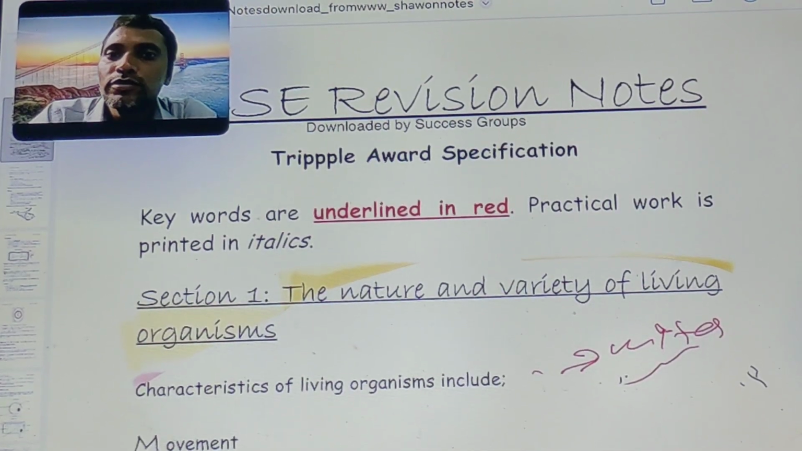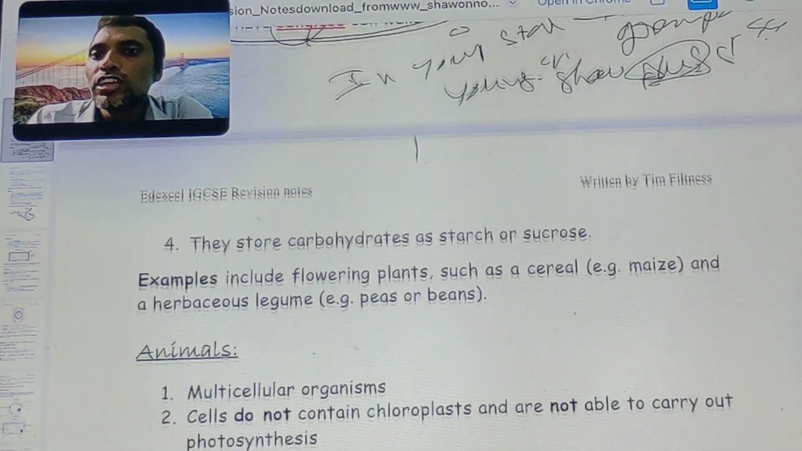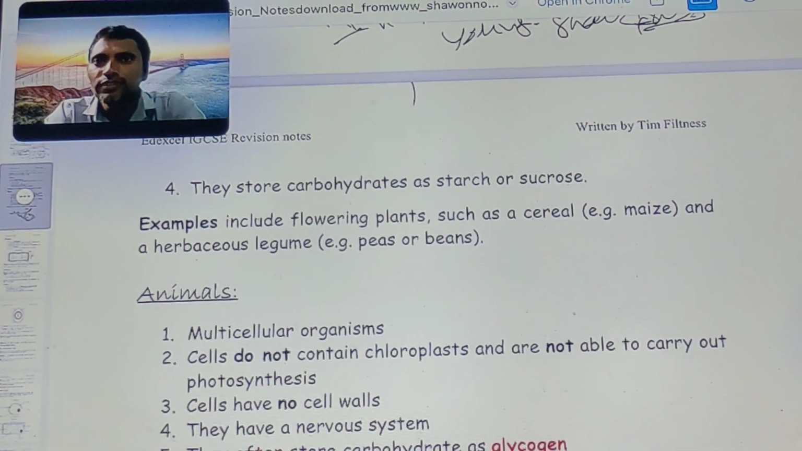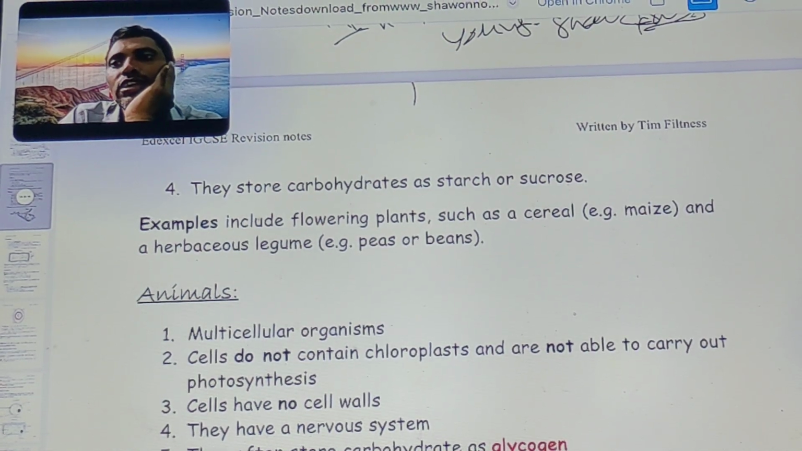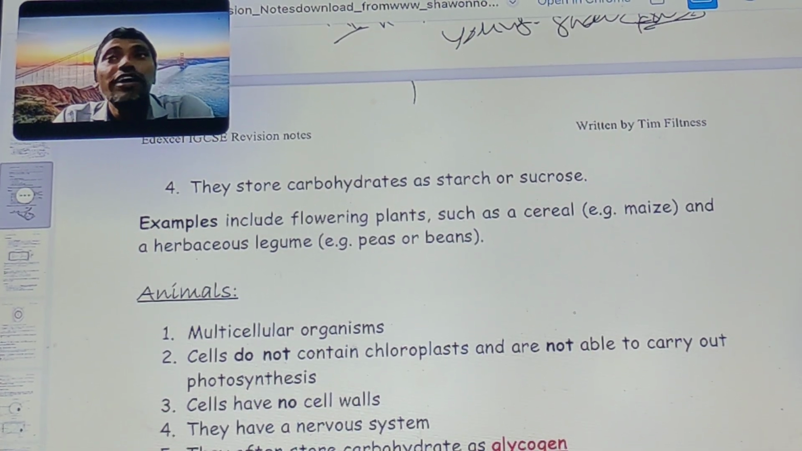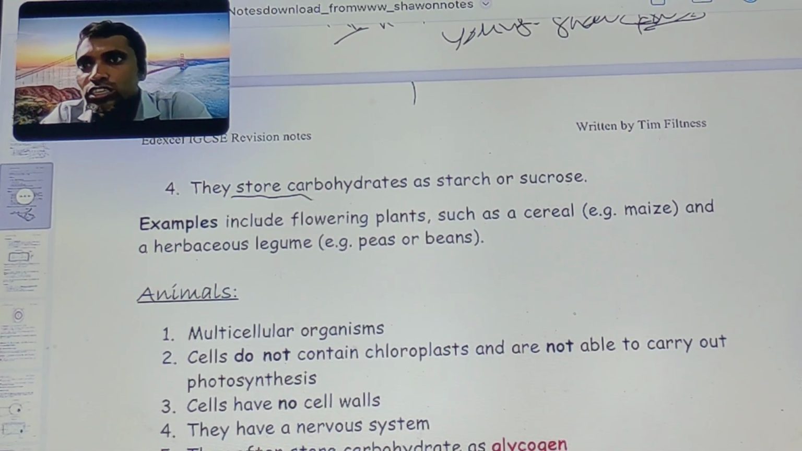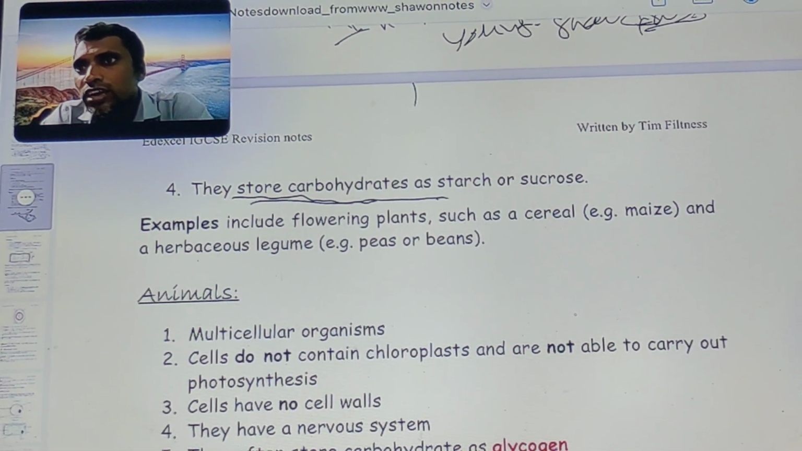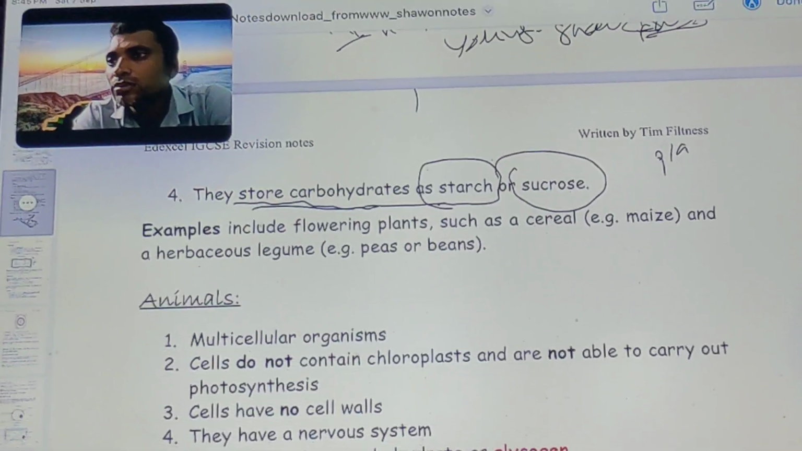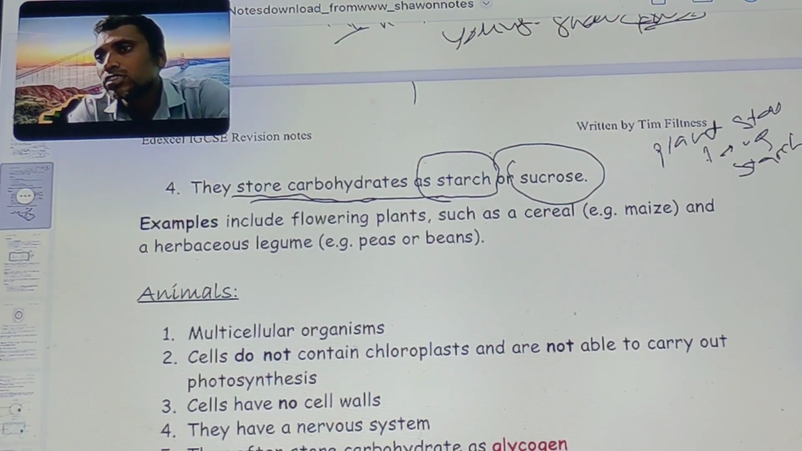Next are animals. Here, the cellulose. They store carbohydrate. Plants store carbohydrate as starch or sucrose. The stored food material in plants is starch. Plants store food as starch.